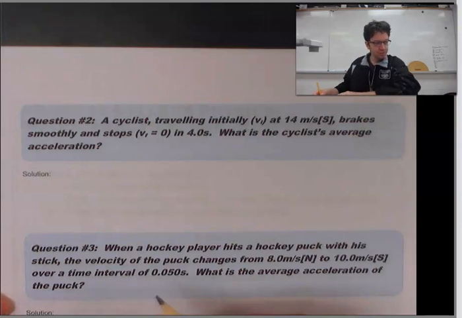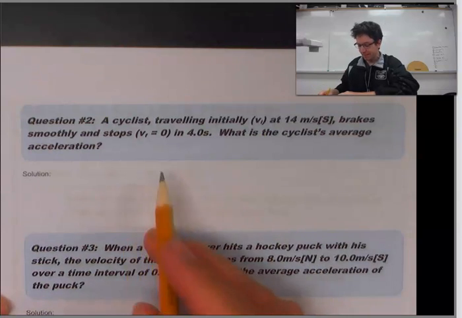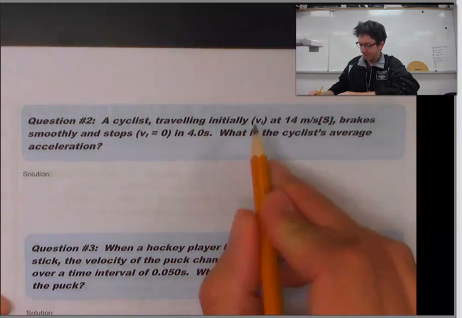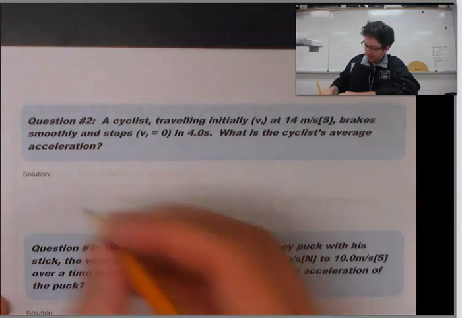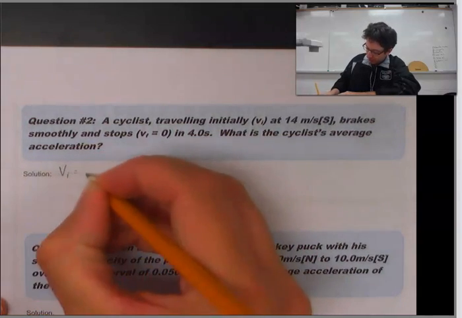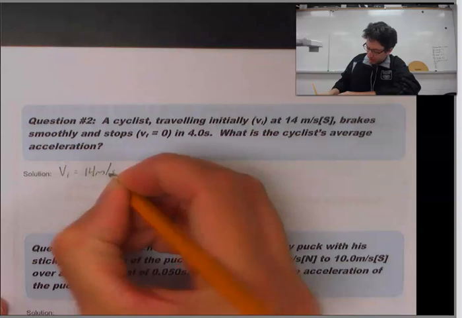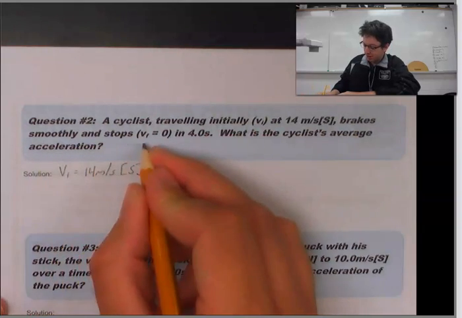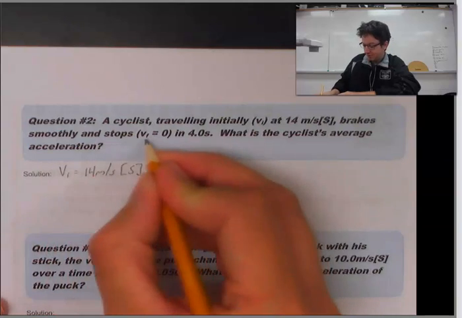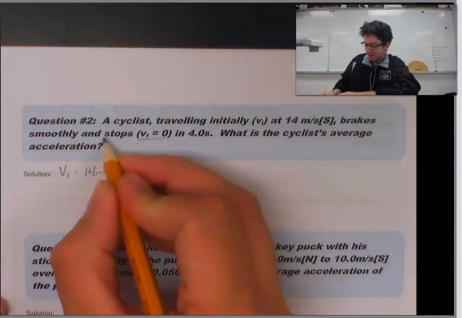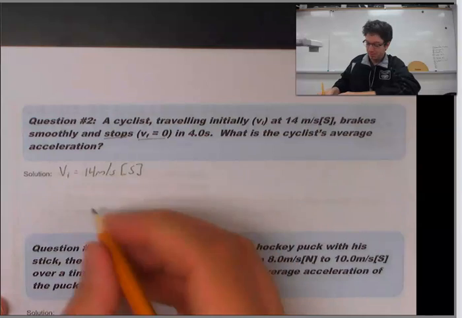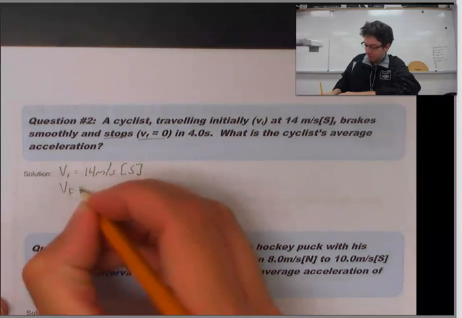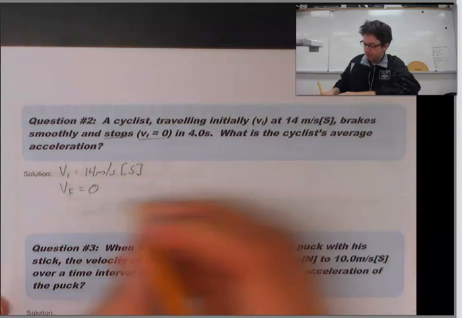All right, question number 2. Here we have a cyclist traveling initially at 14 meters per second south. So our initial velocity is 14 meters per second south. Brakes smoothly and stops. Again, I'm not going to write this all the time, but if I say something comes to a stop, that means its final velocity will be 0, in 4 seconds. So there's our time interval.